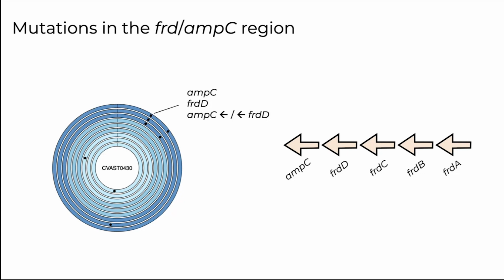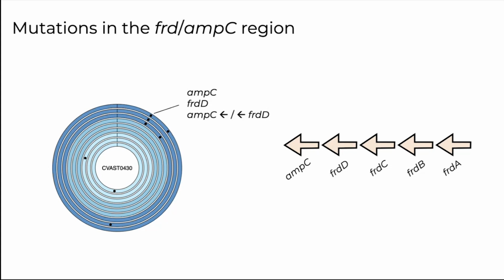What I find particularly interesting about this is that we don't see more than one of these mutations within the same strain of a population. So within, for example, population 1, a strain might have an ampC mutation, but not an frdD mutation. They don't have the same, to the resolution of our sequencing anyway.